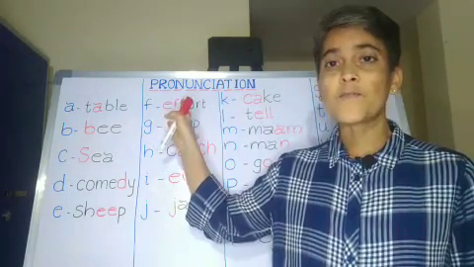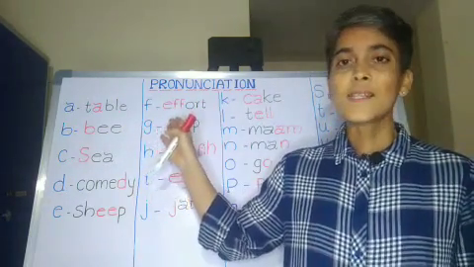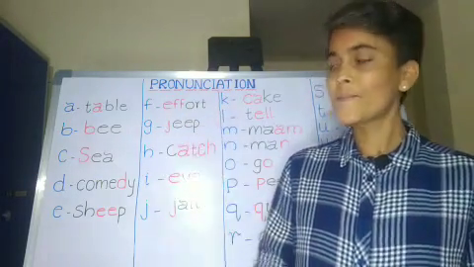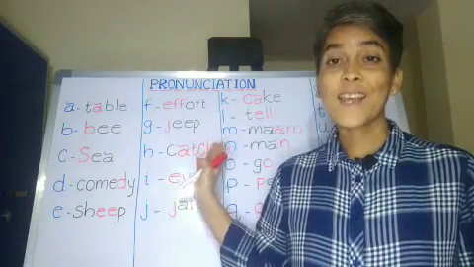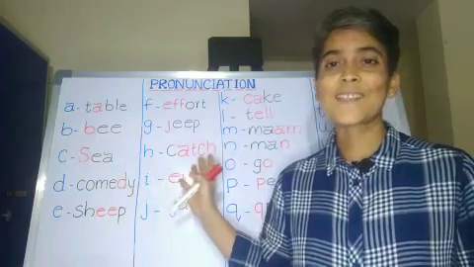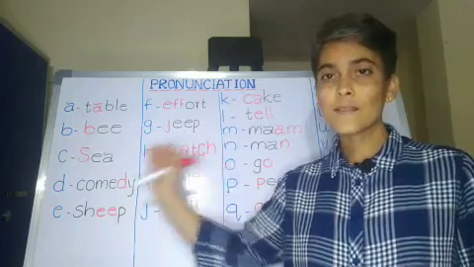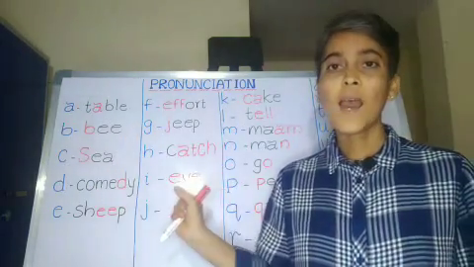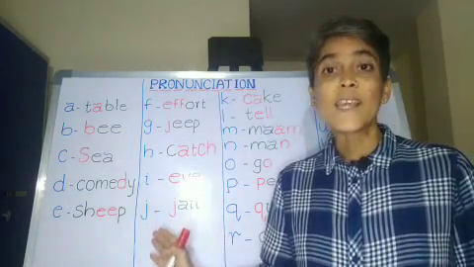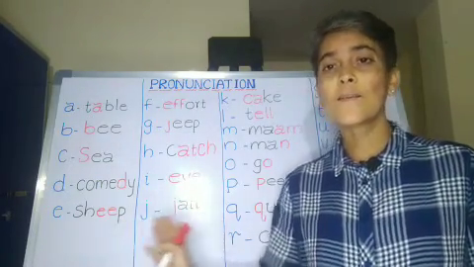F as in effort. G as in jeep. H as in catch. You have to find these letters, red color letters. Observe. Catch. I as in I. And then J as in jail.